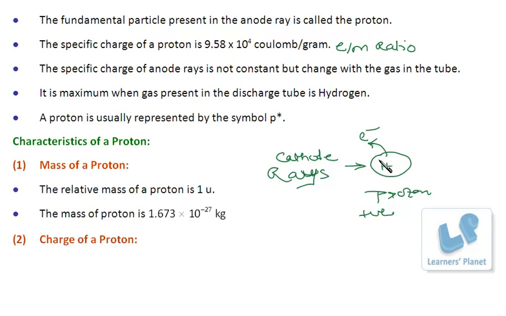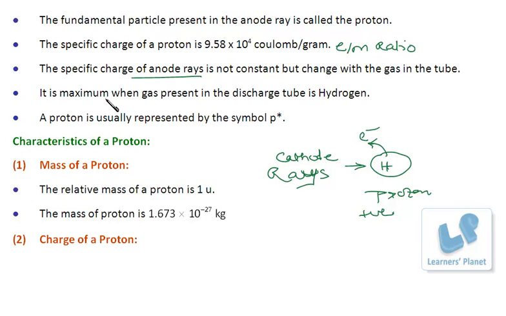If it's hydrogen, the proton is 1, and it depends on the nature of the gas. It is 1 proton over there. So when the experiment is performed with different gases, the positive residues were different, right? And they were actually the aggregates or multiples of proton.